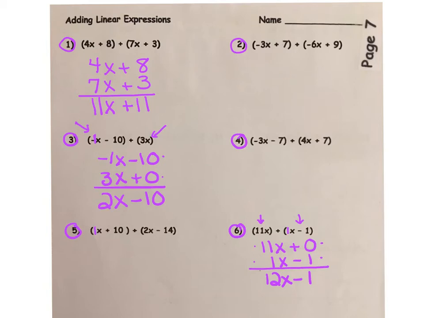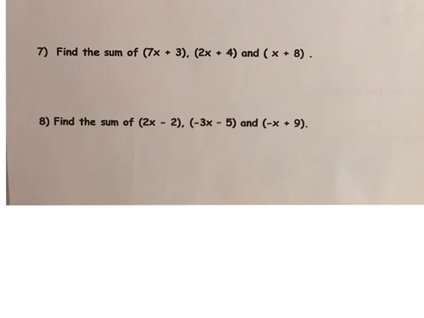But before you go, and before you work on your own, let's take a look at adding 3 quantities together. Please look at the problems on the bottom of the page. For number 7, it says, find the sum of 7x plus 3, 2x plus 4, and x plus 8. Please put a 1 in front of the x. You're going to stack and combine those quantities. But I'd like to work on number 8 with you.